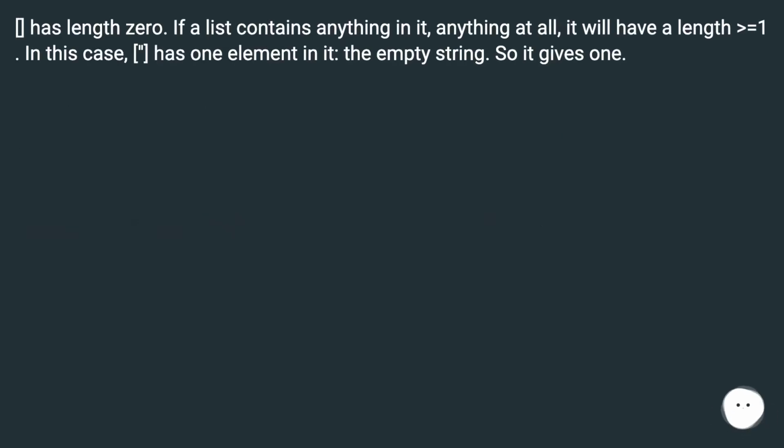An empty list has length 0. If a list contains anything in it, anything at all, it will have a length equal to or greater than 1. In this case, the list has one element in it, the empty string. So it gives 1.